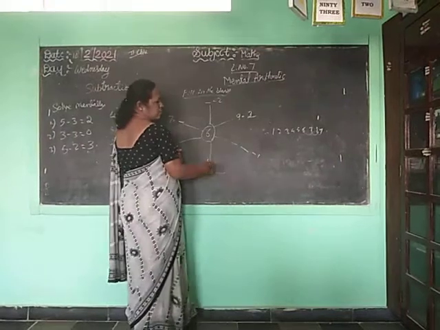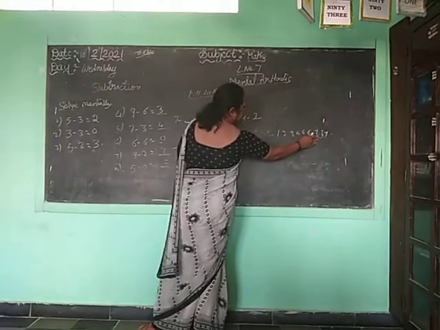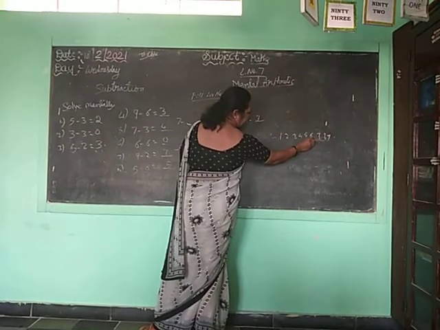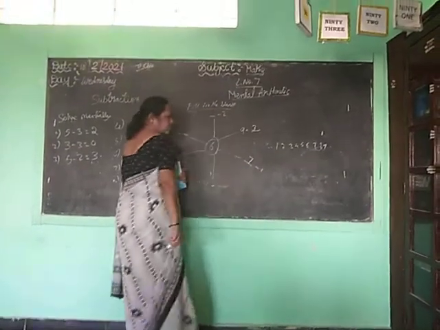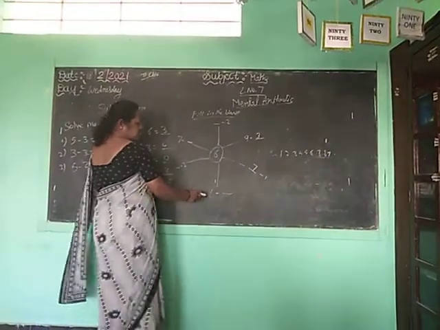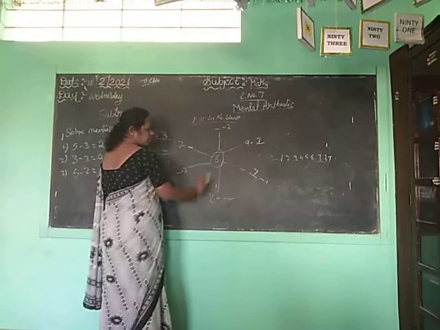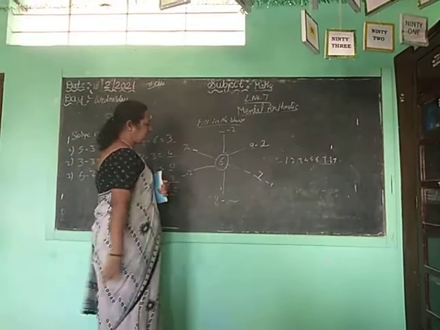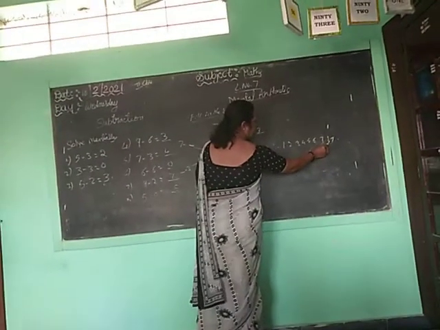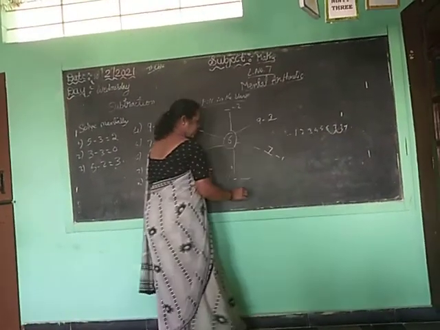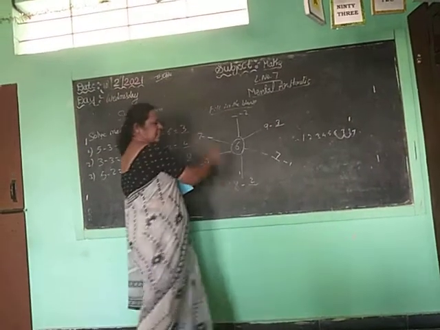How much do you have to minus to get 6? From 7, if you minus 1 you will get 6. Now from 8, which number should you minus to get 6? See, 1, 2. 8 minus 2 is 6.